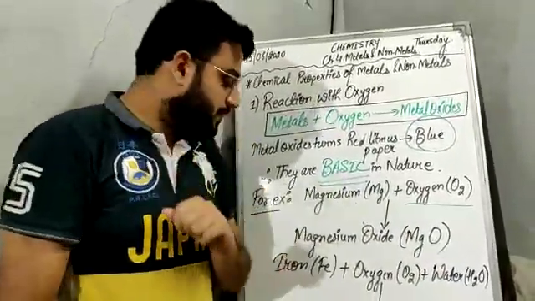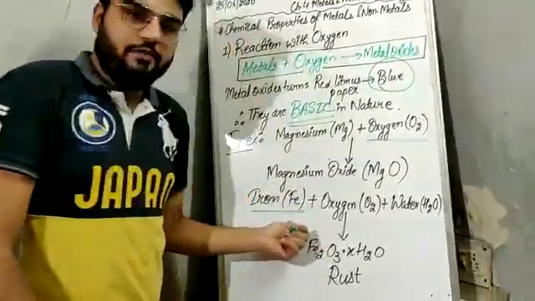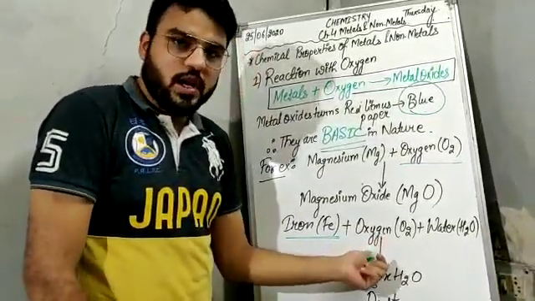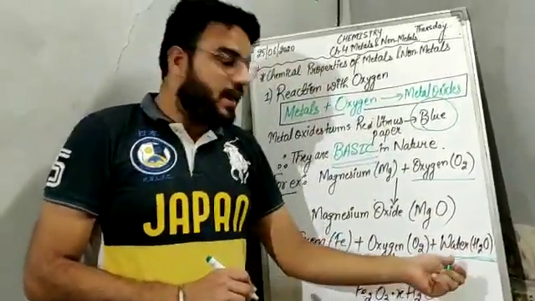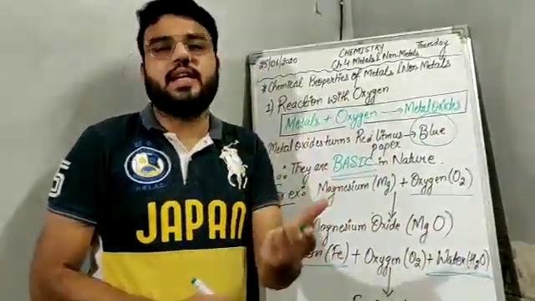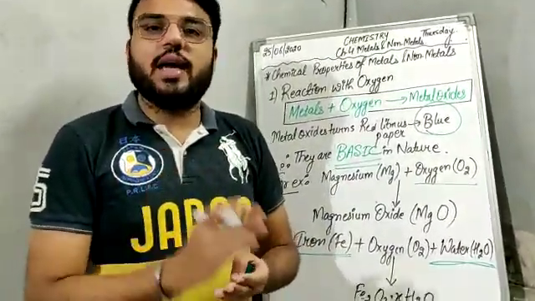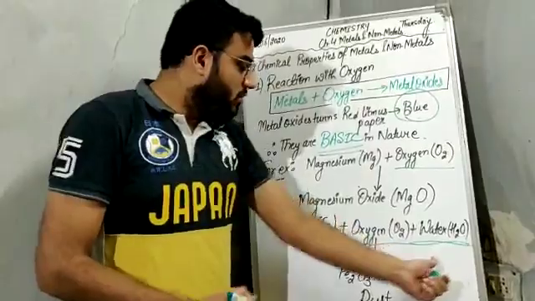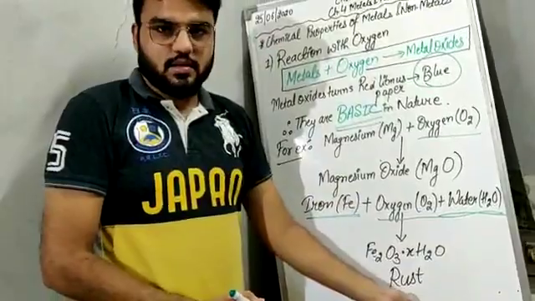Got it? Now, another example is iron. When iron, Fe, reacts with oxygen and also water. Now, why have we taken water? Because in this case, rust will form. How does rusting take place? You know, iron articles get rust when they come in contact with air and water. So in air there is oxygen and water vapors also. So when iron reacts with oxygen and water, they form rust.